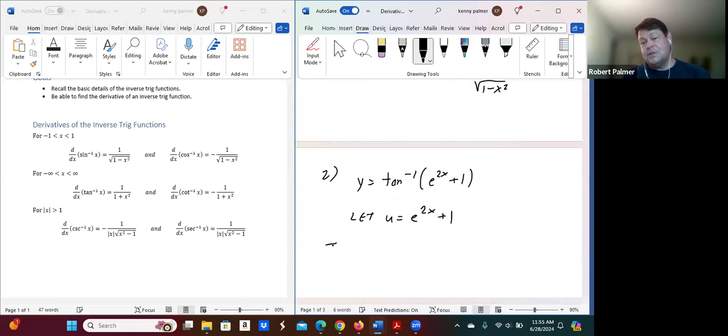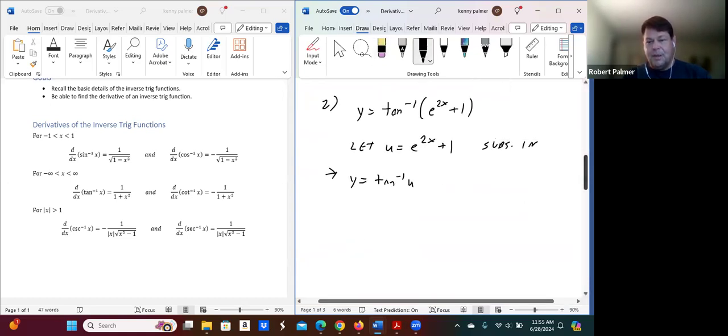And so if I substitute that in, what's called u substitution, what I'm going to get is that y is equal to the inverse tangent of u. Okay, now why is that useful? A lot of times it makes things look a little bit easier to work with. All right. Now let's also do one more thing. u is a function of x.